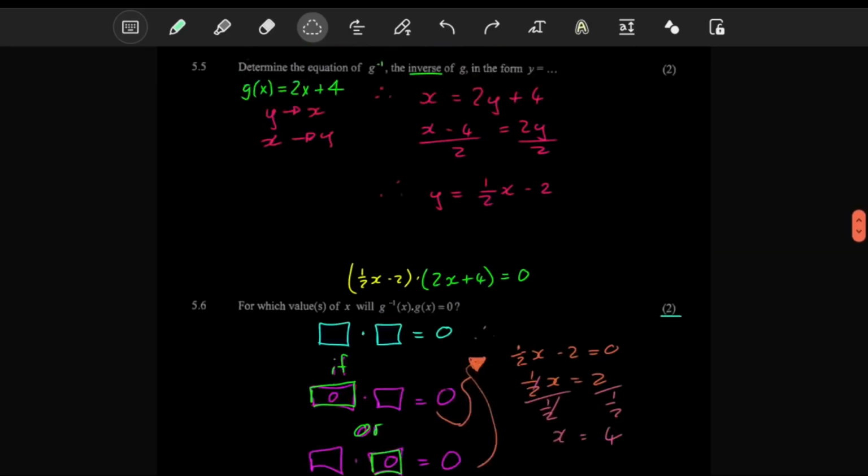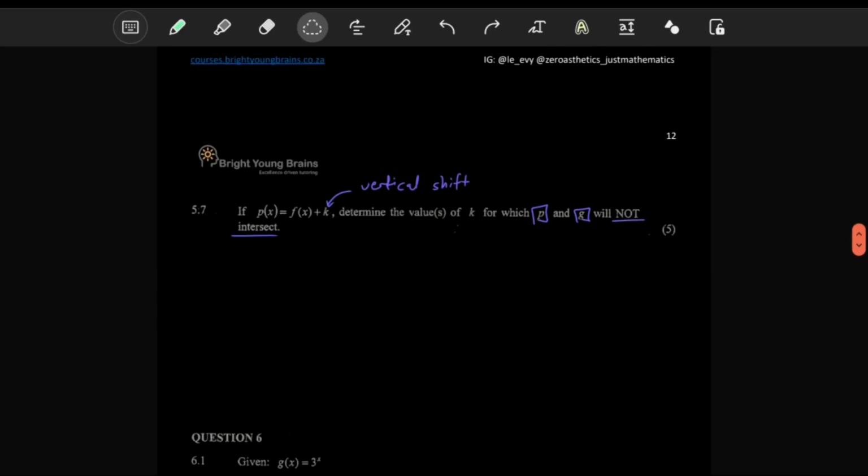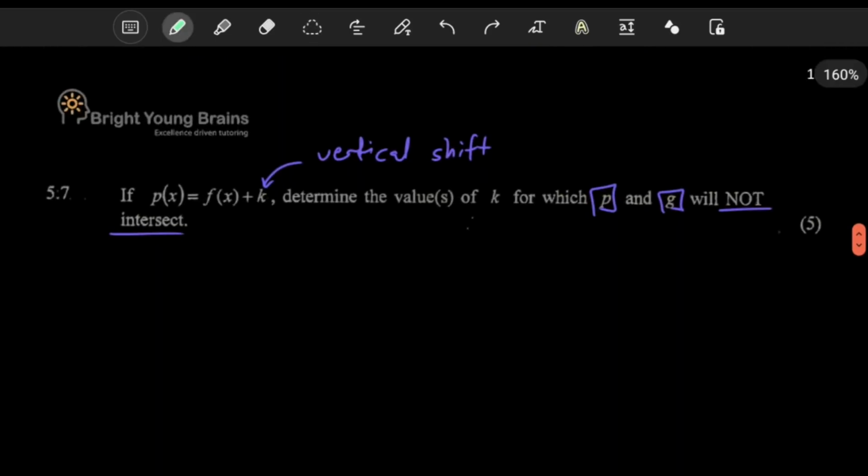If you're going to work that out, obviously this is quite simple. They're asking us for which values of k will these not intersect. So if you're going to work out where these do not intersect, what you do is you take your equation of f, right?